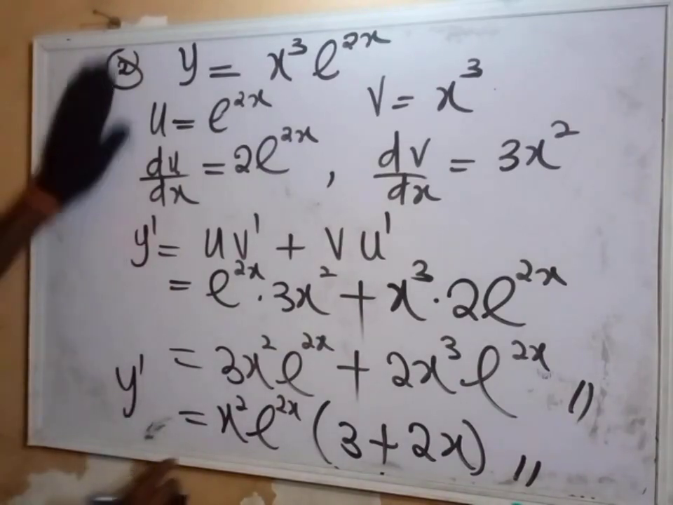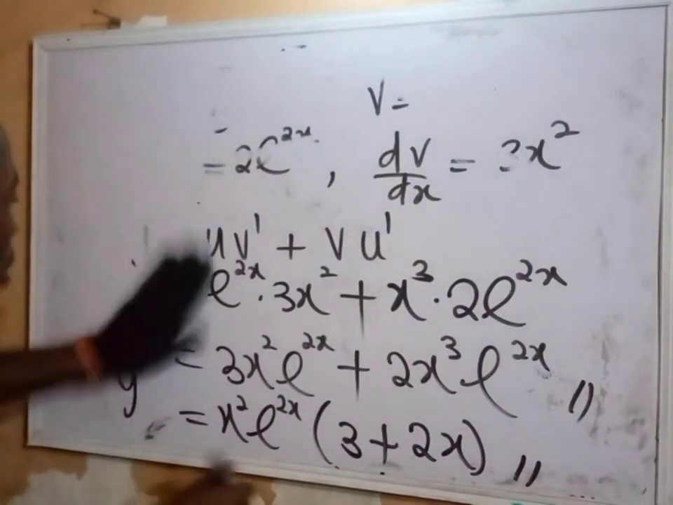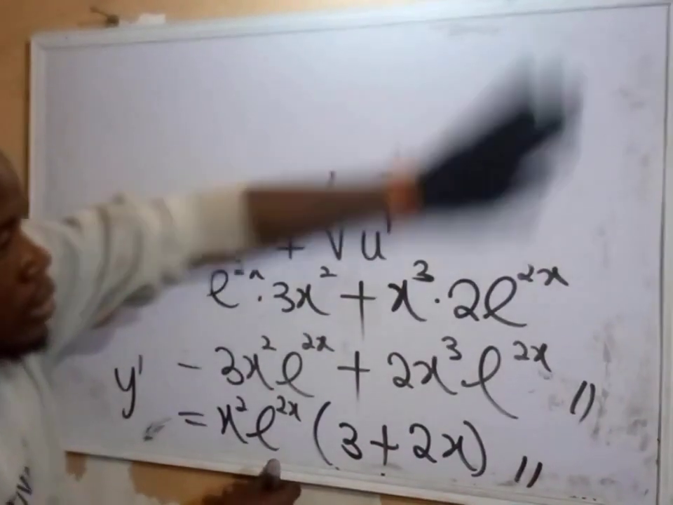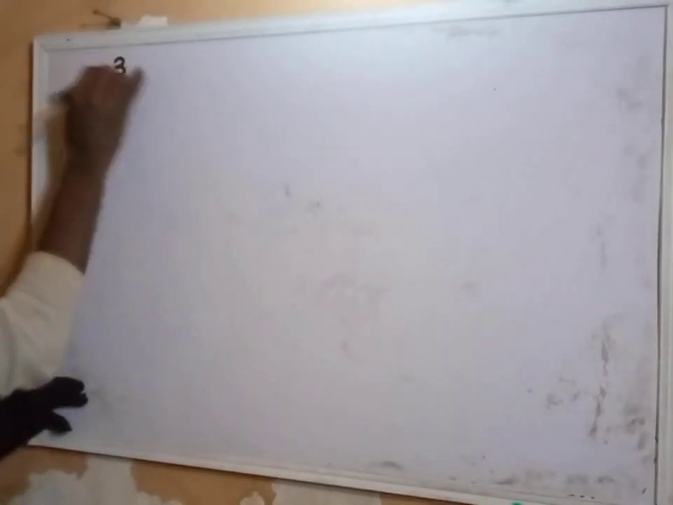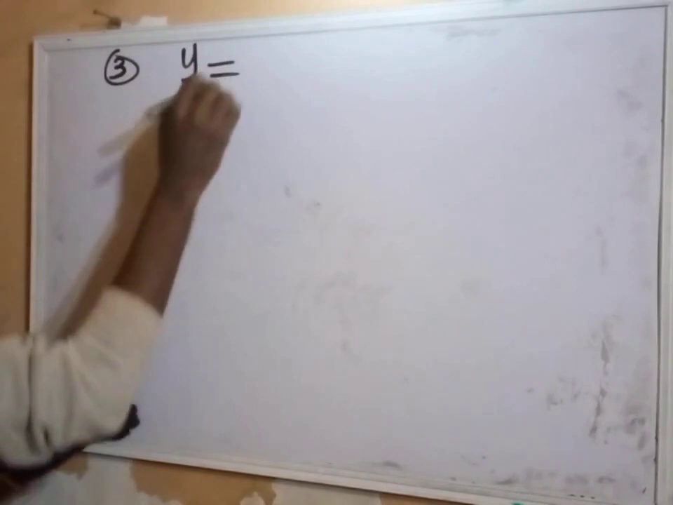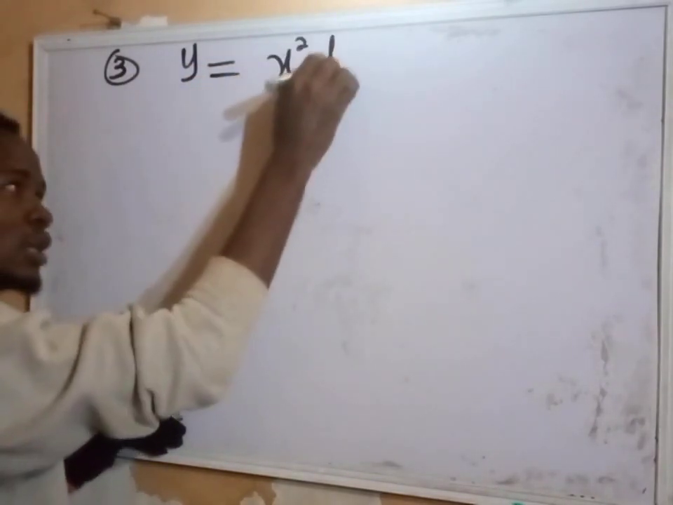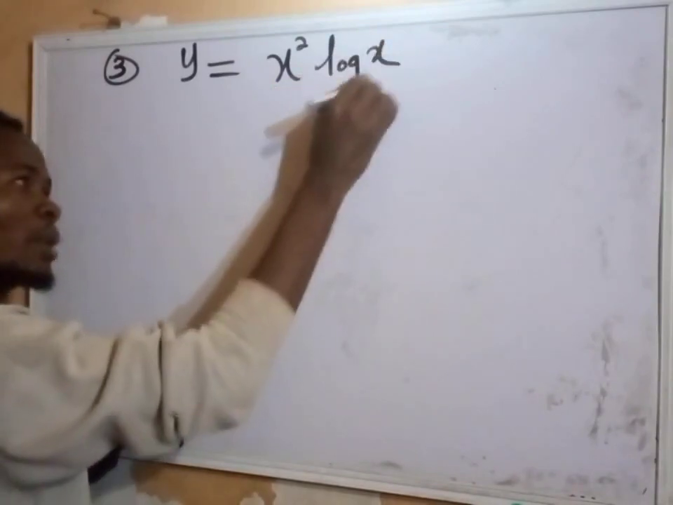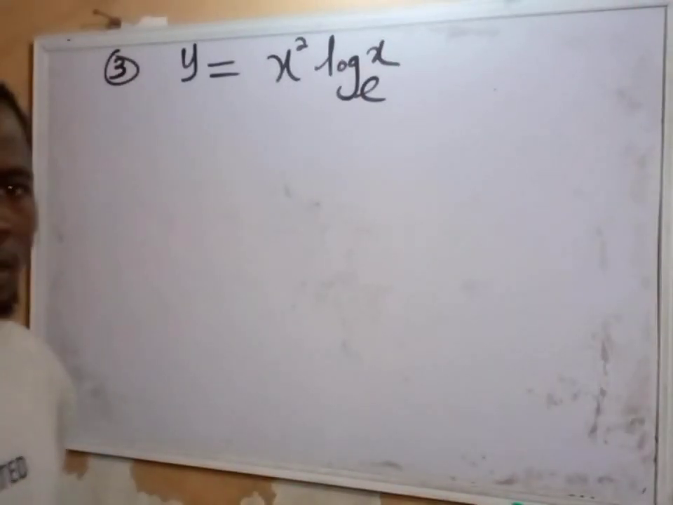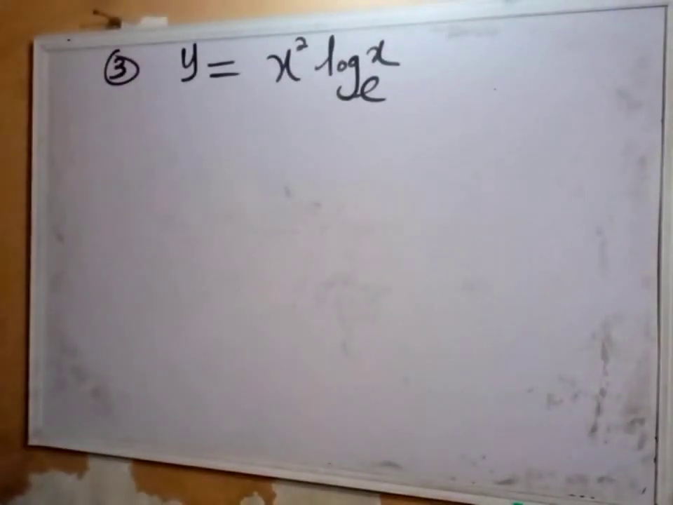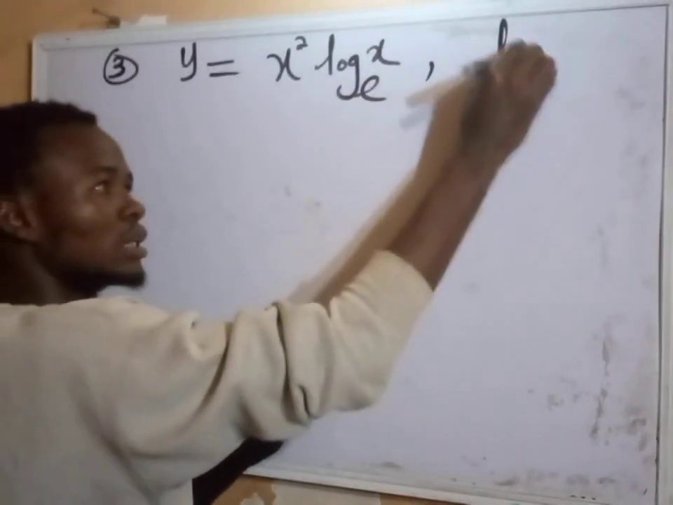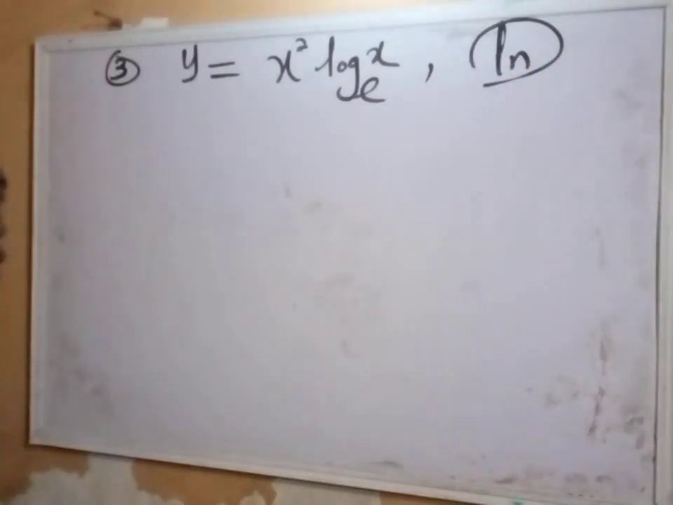If that is clear, let's see another example, which is example number 3. I want to show you the product rule of the logarithmic function and the quadratic function. So let's see the product of logarithmic and quadratic. Suppose we have question 3: if y equals x squared logarithm of x. Remember we are dealing with logarithm base e, so I mean the natural logarithm. Note that this can still be ln, so you can call it ln or you call it log base e. They are the same.